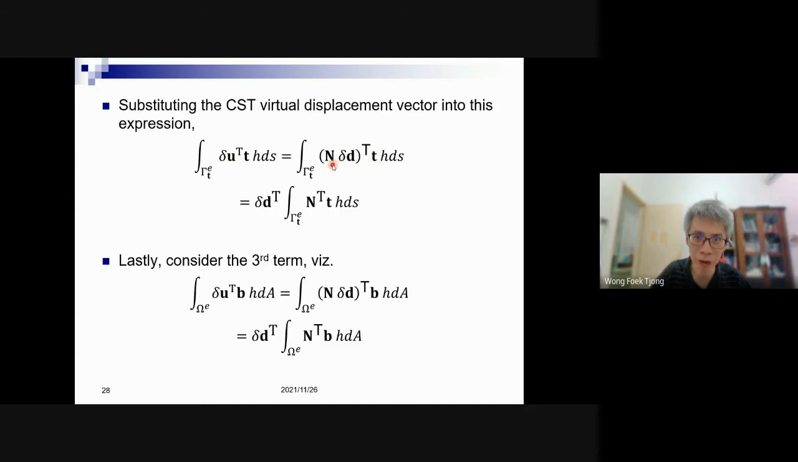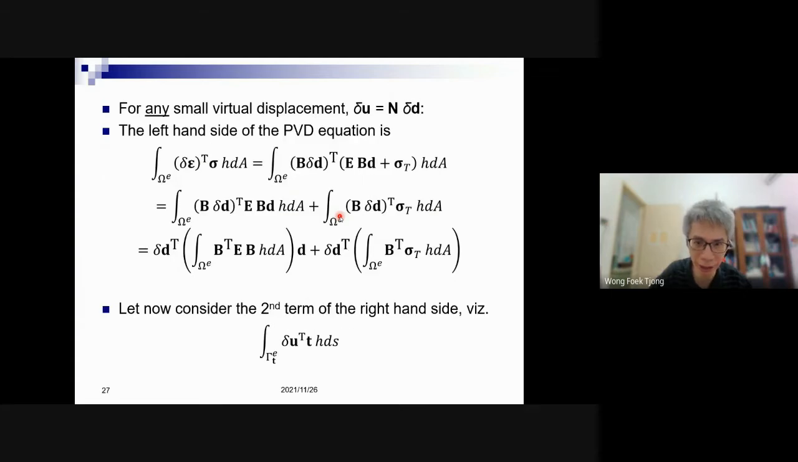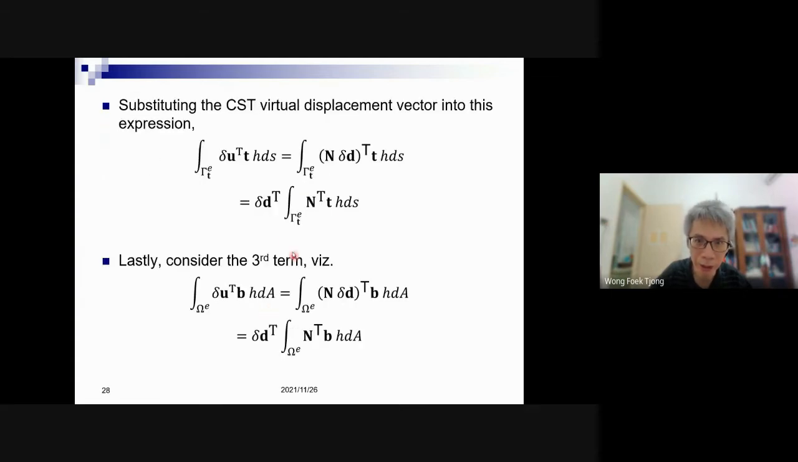N is not constant for sure, but delta D is constant, so we can take it outside of the integrals. This is N transpose P, H dS, right? Notice that this is the integration along the side, the traction boundary conditions. Gamma t is the traction boundary condition, not integration over the area. So this is a kind of line integral. dS is a line integral, but dA is an area integral.